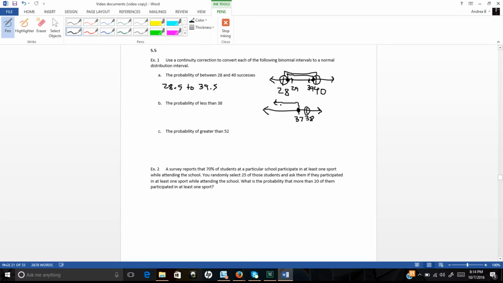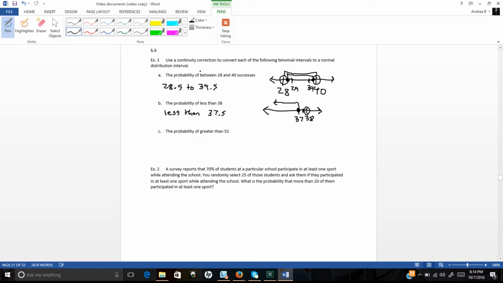Because remember, for the binomial cases, you only had whole numbers that you're working with because you're counting the number of successes. So if we want to include just a little bit more than that for our interval, whenever we're dealing with the normal distribution, we'd want to go right above that 37. We'd want to have less than 37.5. So for part A, it is between the 28.5 and 39.5. For B, it's less than 37.5 once we adjust for this continuity correction.